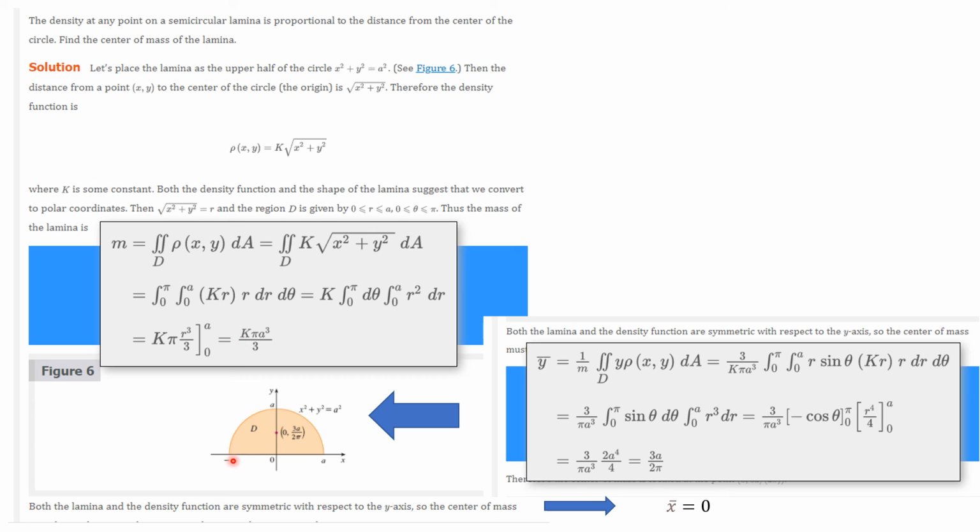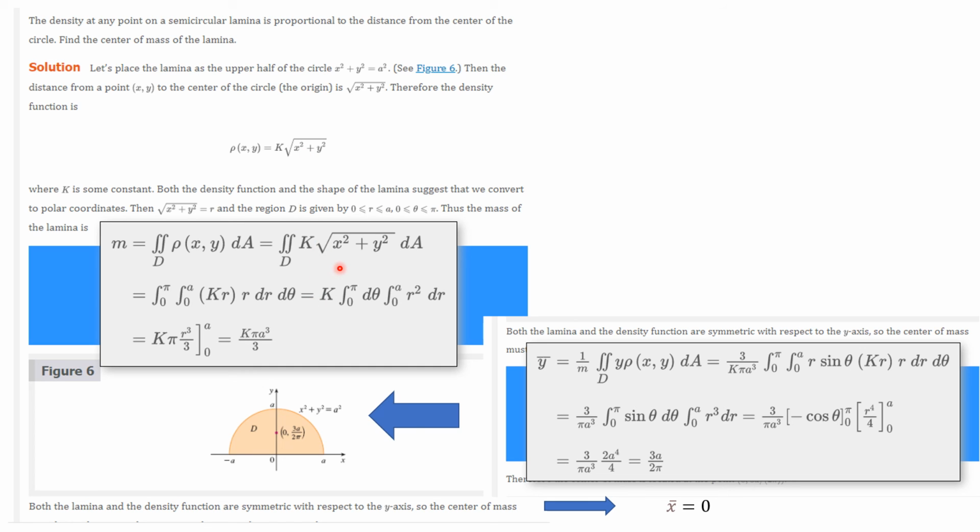We are free to choose where we put the semicircle, so we put a general semicircle this way, going from minus a to a. The density is proportional to the distance from the center. The center is 0, 0, so that distance is the square root of x squared plus y squared. So rho is proportional to that distance.